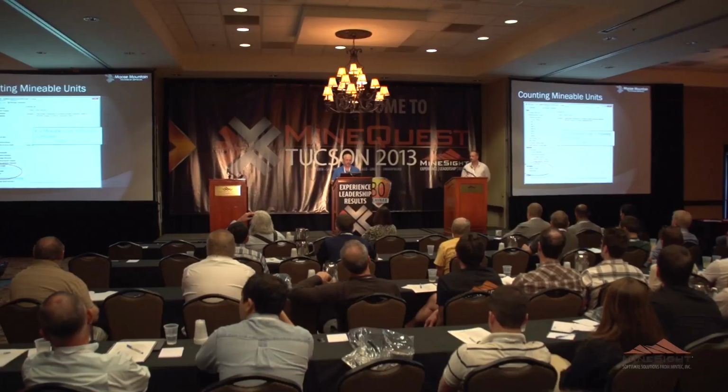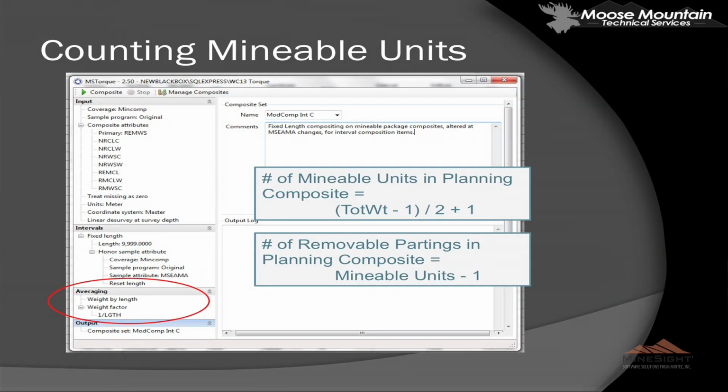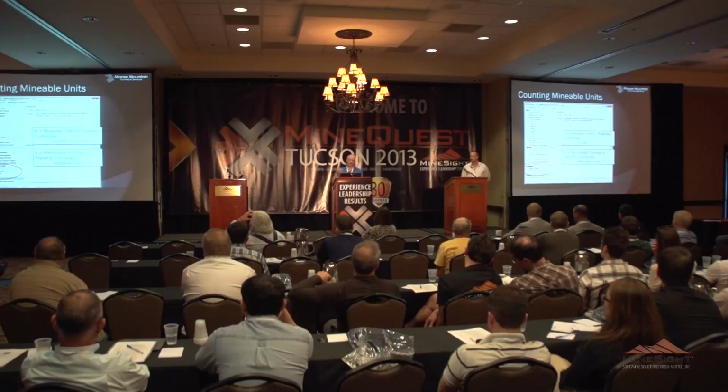Okay, again, we're weighting by length and inverse length. That's what's counting our mineable units. Right, and then the number of mineable units in the planning composite is the total weight minus 1 divided by 2, plus 1. Number of partings is just mineable units minus 1. A mineable unit always starts with coal, always ends with coal.